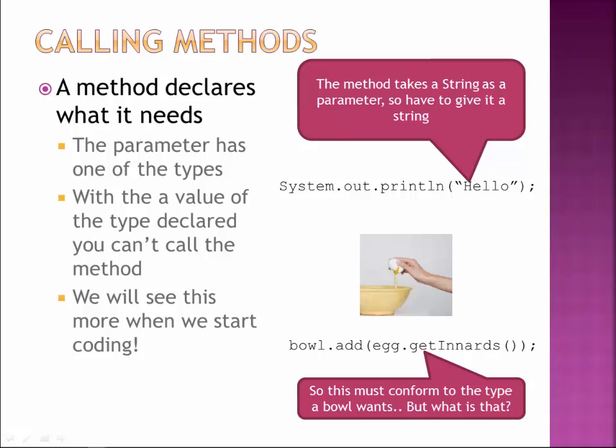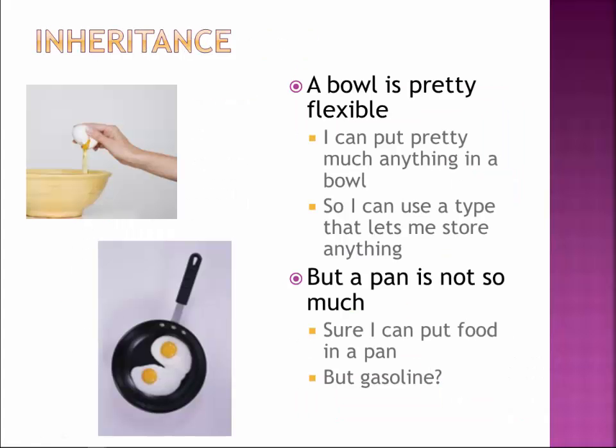When I pass in bowl.add, I have some type that defines what goes inside of that. And typically it's going to be something like food or hazardous material or something like that. And so you'll learn about this concept of inheritance, where you have this idea of a bowl and it's pretty flexible. I can put anything in a bowl. And so I can have a very flexible, put whatever you want in here, but I don't care about that.